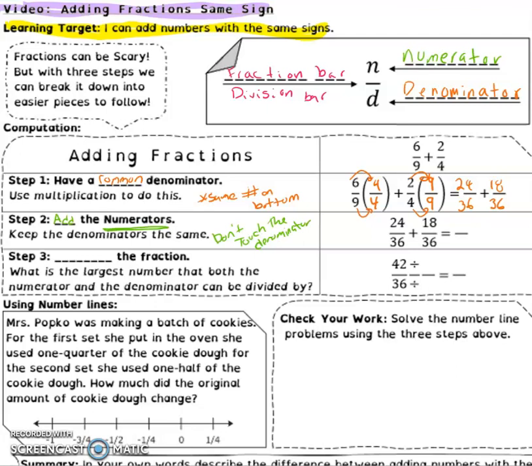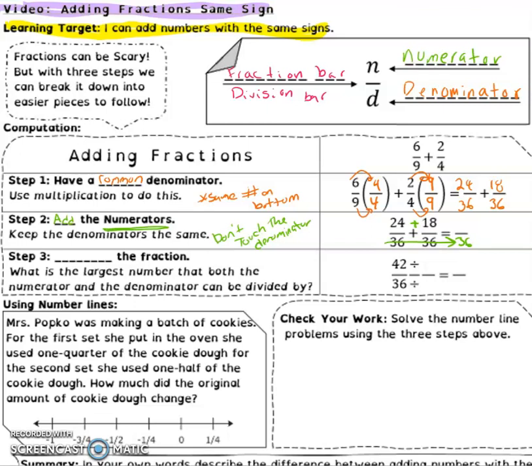Don't touch the denominators, okay? So what I like to do is move the plus sign up here, and draw an arrow over here to remind myself that I'm just bringing this 36 straight over. I'm not touching it, okay? But I'm adding the 24 and the 18. So 24 plus 18 is all I'm doing. That's all the math you got to do.